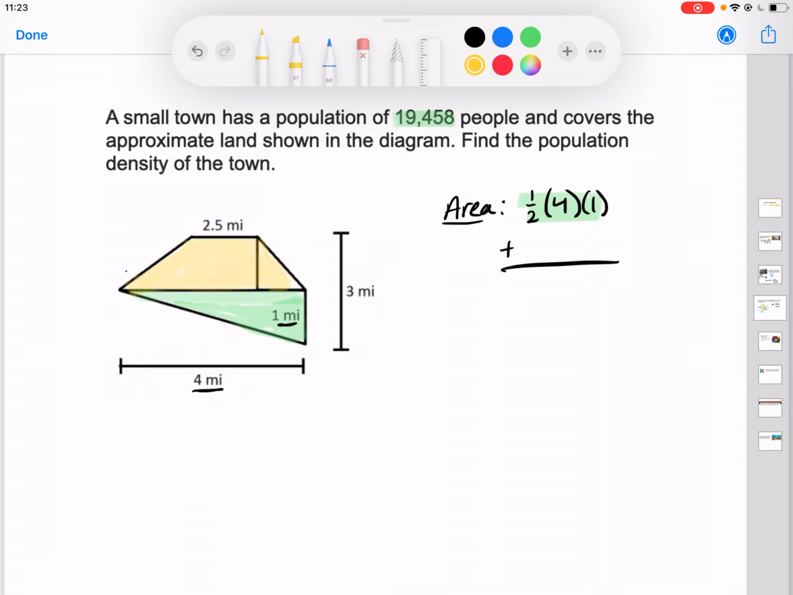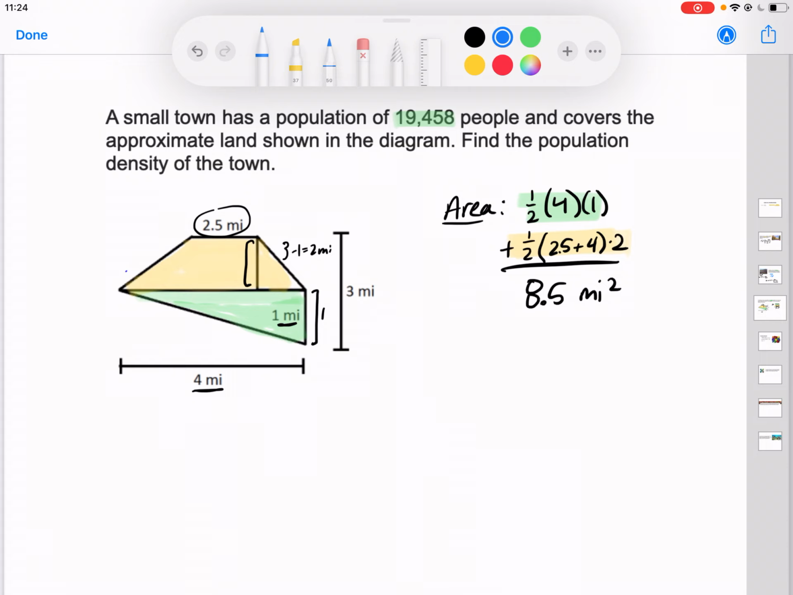And if you recall, to find the area of a trapezoid, you do a half multiplied by the two bases added together. So we've got 2.5 plus 4. Then we multiply that by the height, which in this case, if this was 1 mile, which this is clearly not drawn to scale, means the remaining would be 3 minus 1, which is 2 miles. So the height would be 2 miles. We'll add those together, and when you simplify and add, you get approximately 8.5 square miles.